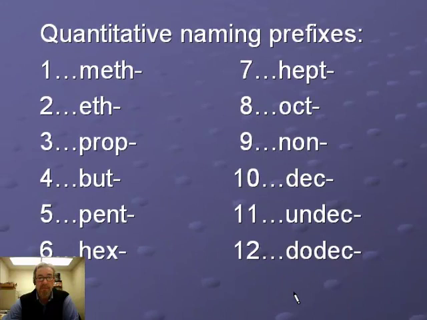Here are those quantitative naming prefixes. 1 is meth, 2 is eth, 3 is prop, 4 is but, like butane, you probably heard that before. 5 is pent, like the pentagon, 5 sides. Hex, like a hexagon, is 6. Hept is 7. Oct, like an octopus, is 8. Non is 9. Dec, like a decade, is 10. Undec is 11, and dodec is 12. There are other naming prefixes, but we're not going to have to use them.